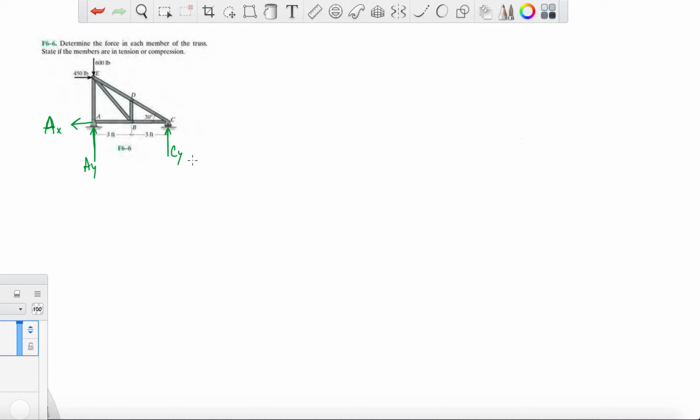There's another reaction right there going up. So let's first solve these. Sum of Fx: it's minus Ax plus 450. This one's easy, and this tells me that Ax is 450 pounds.